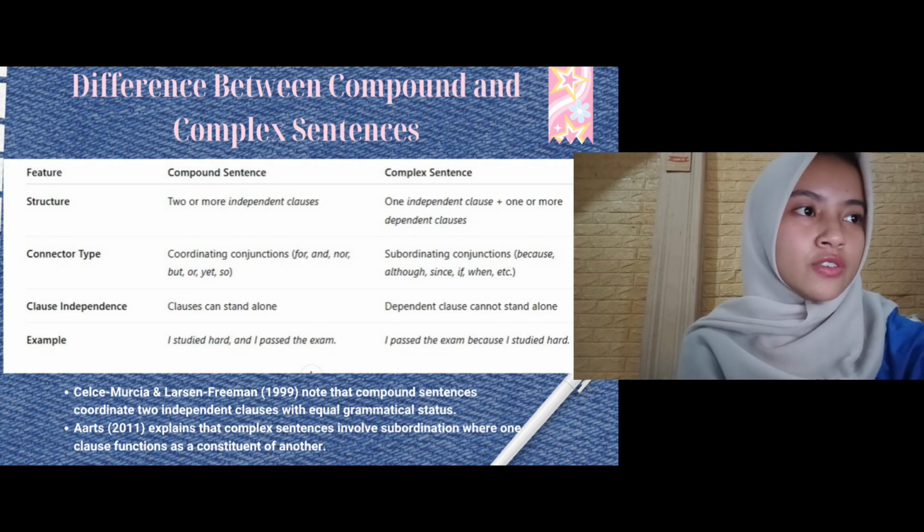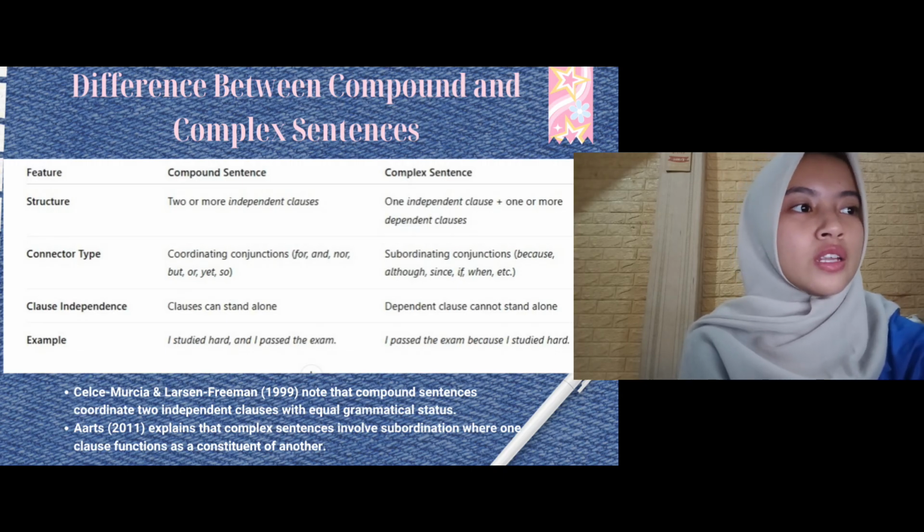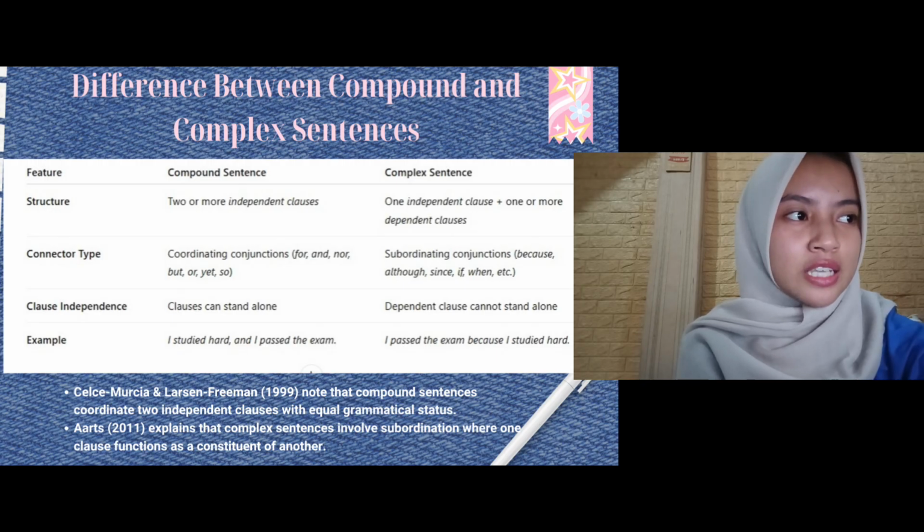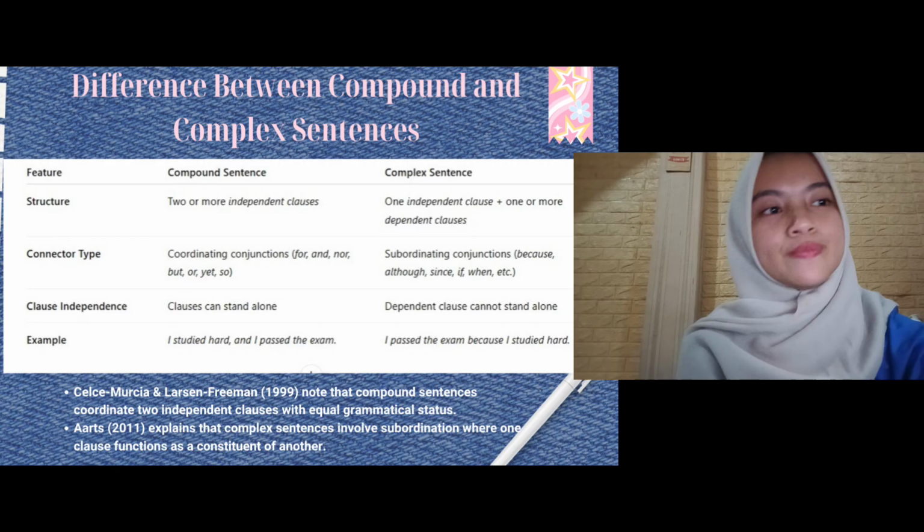Clause independence: in compound sentences, clauses can stand alone, but in complex sentences, dependent clauses cannot stand alone. The example of a compound sentence: "I studied hard and I passed the exam." And the example of a complex sentence is: "I passed the exam because I studied hard."